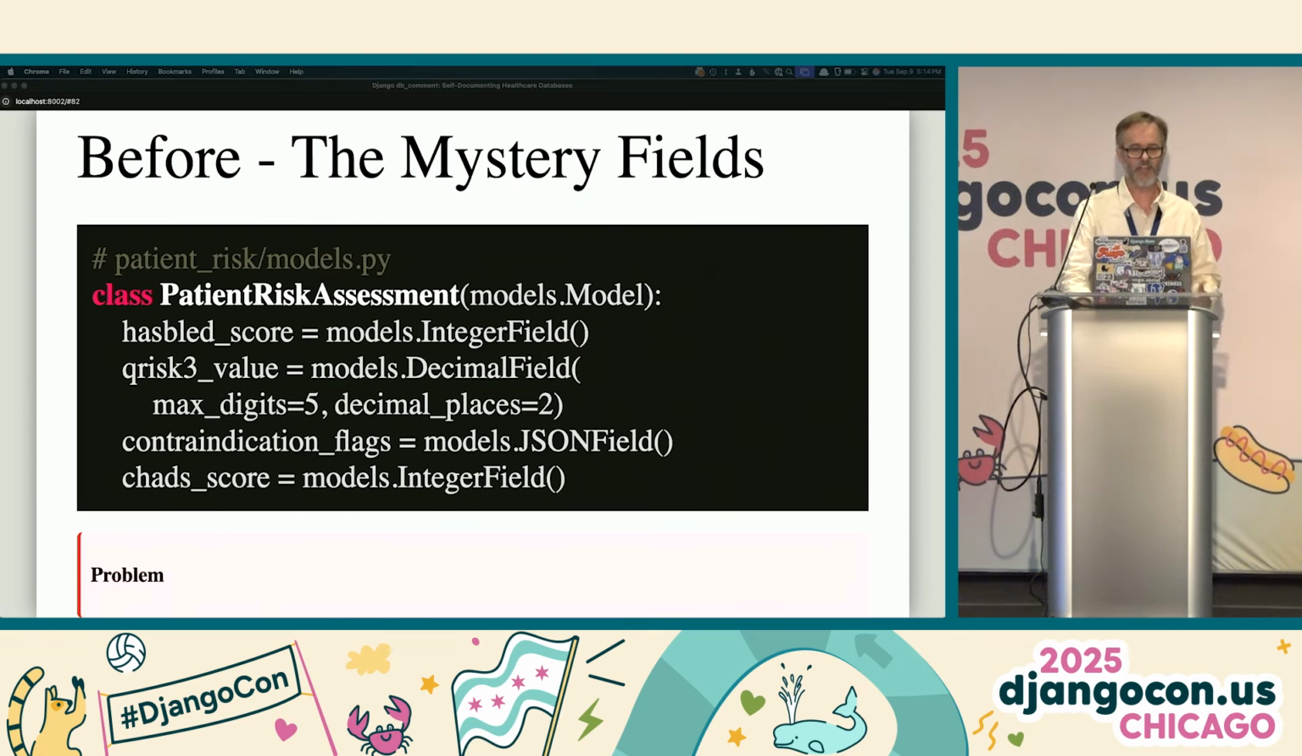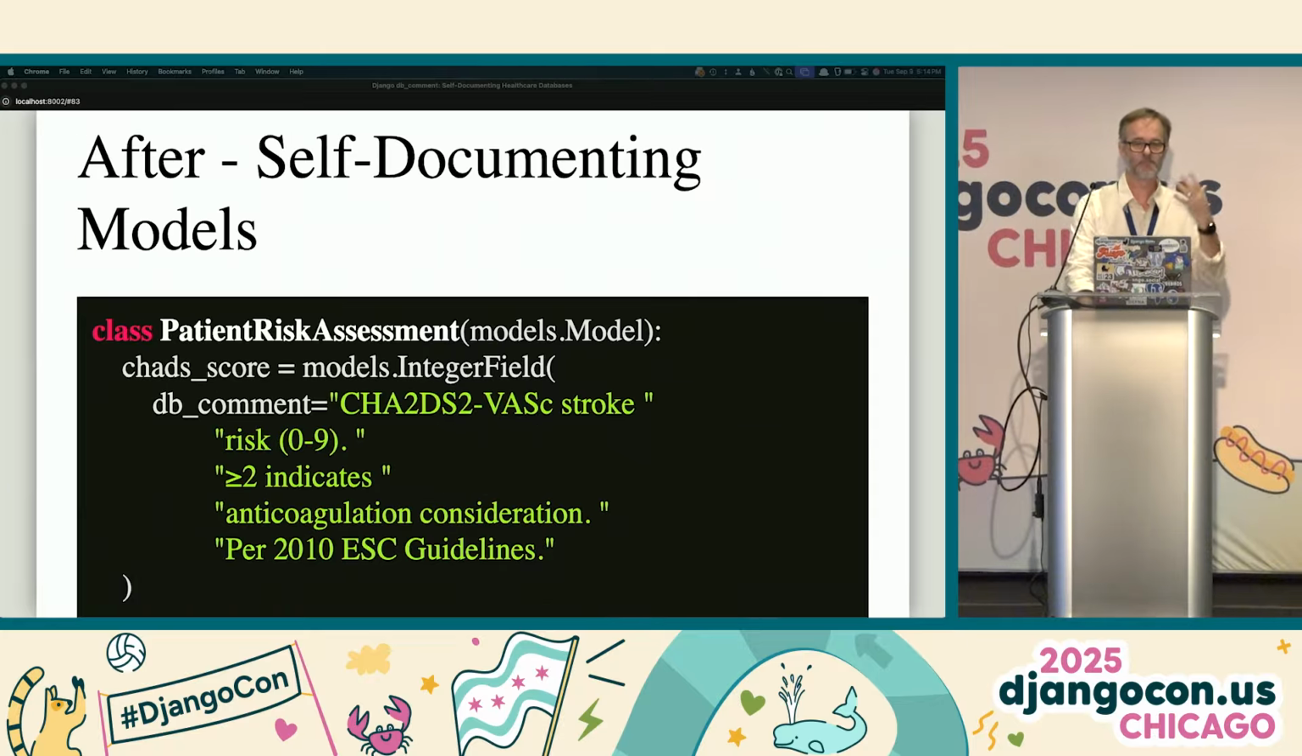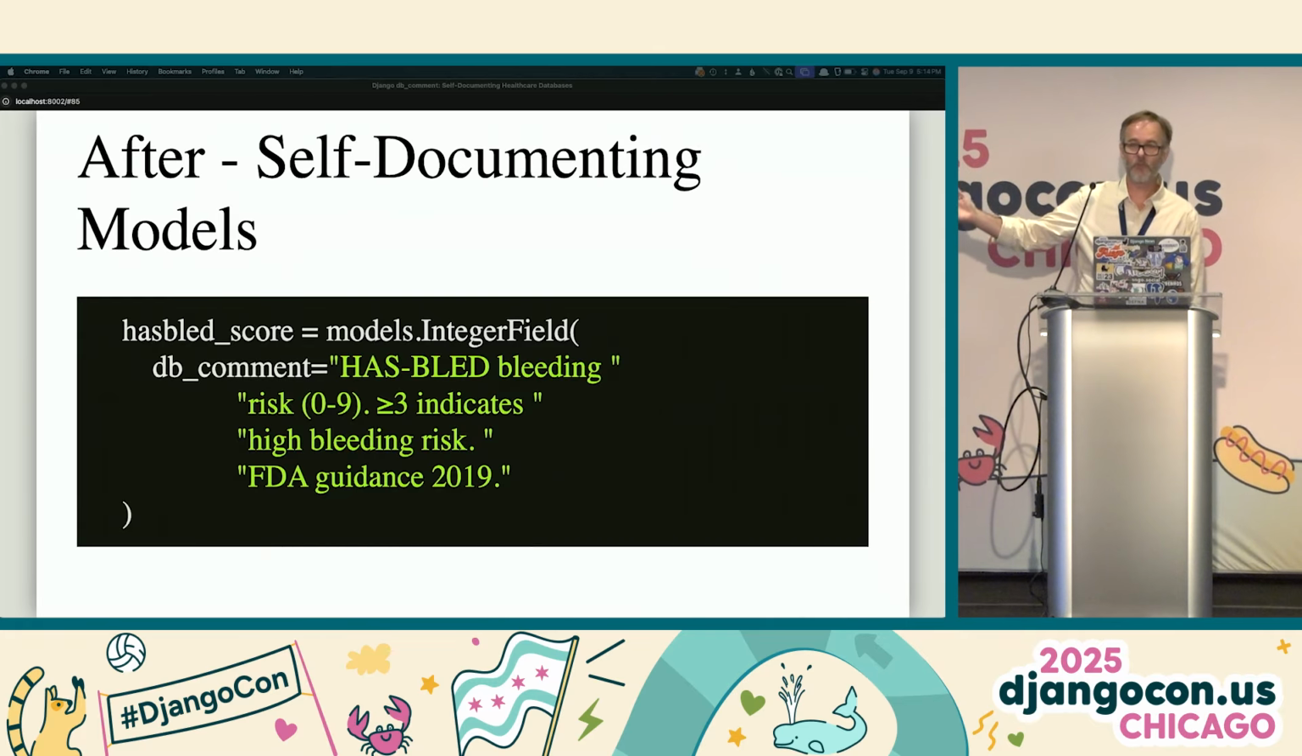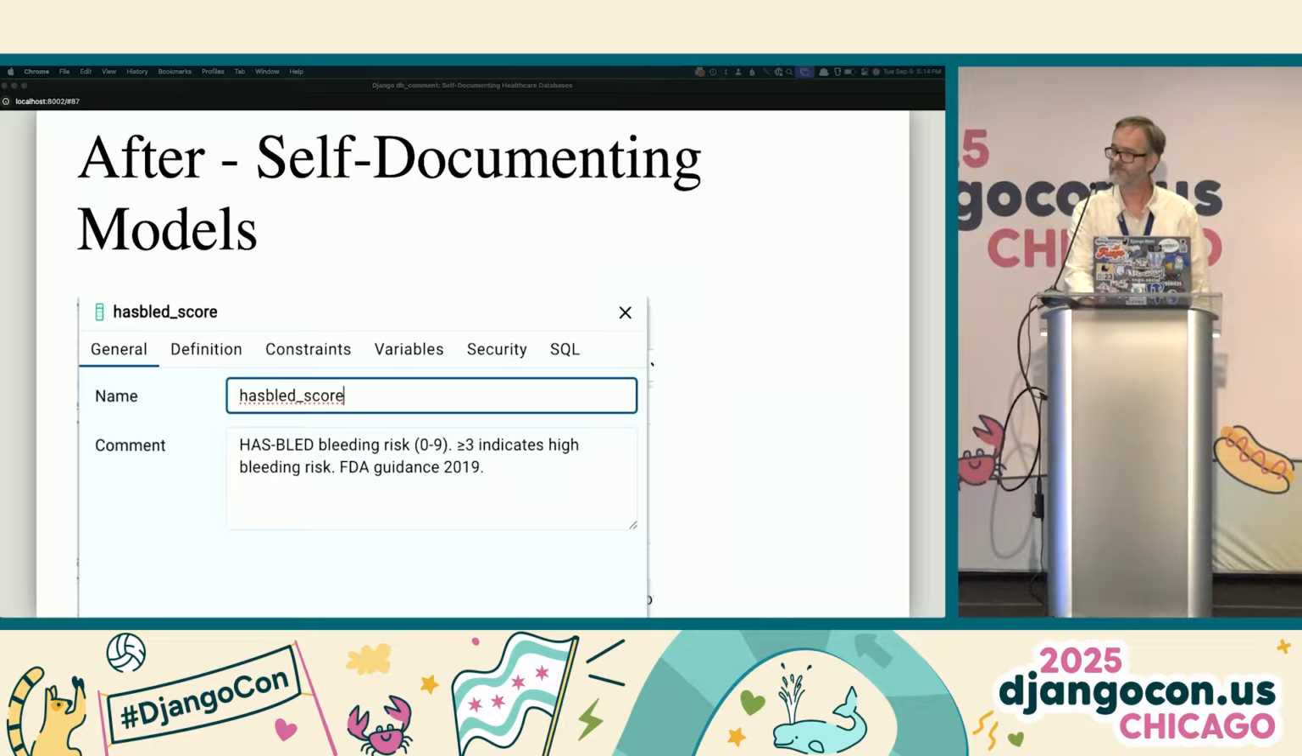So let's start adding some DB comments. We've got our self-documenting models here with the DB comment. Again, this is what the output looks like. With our has-bled score, well, now we can see that has-bled is a bleeding risk indicator, with greater than 3 being a risk for indicating a high bleeding risk based on FDA guidance from 2019. And as a result, there's content for our ETL developers and our report developers who are looking directly in the database. And again, this is what the comment looks like.